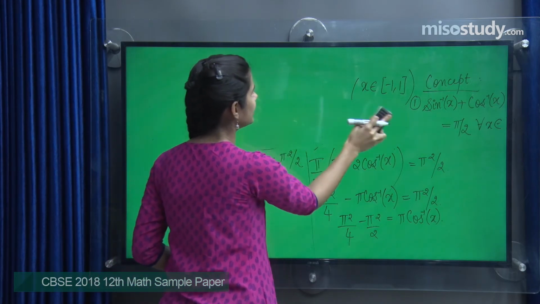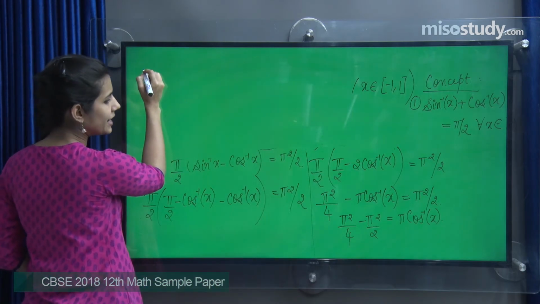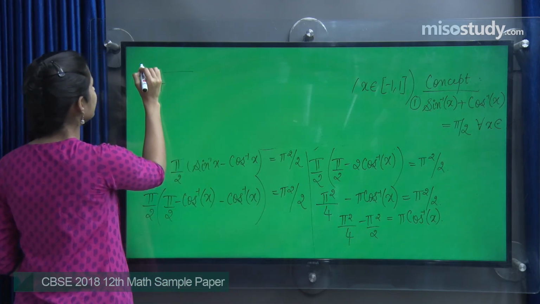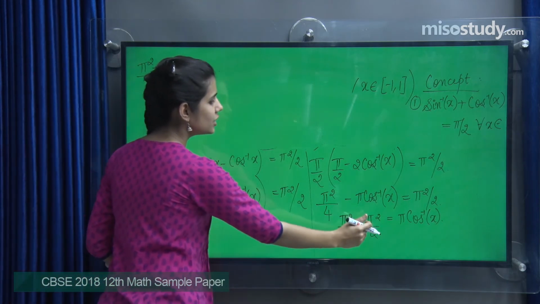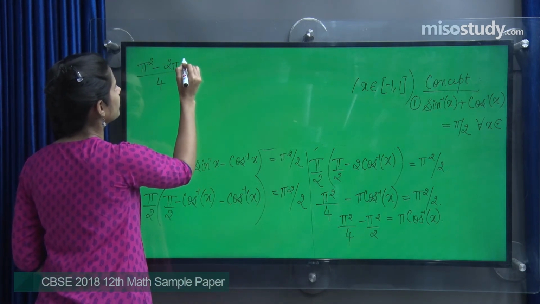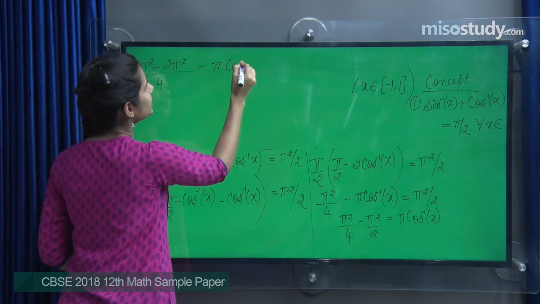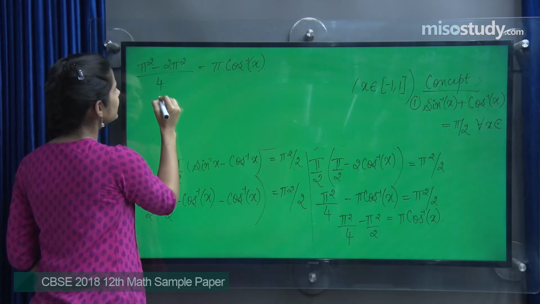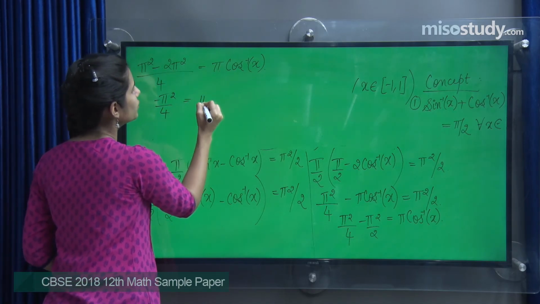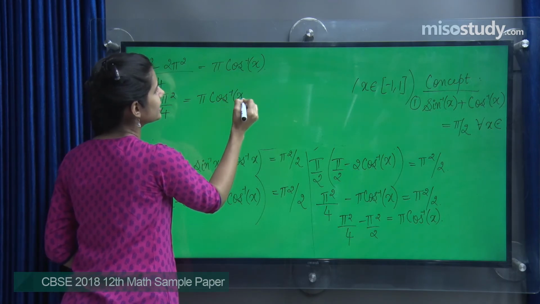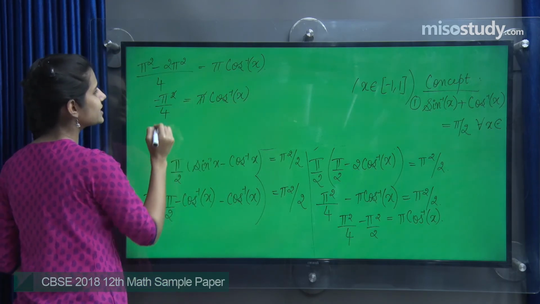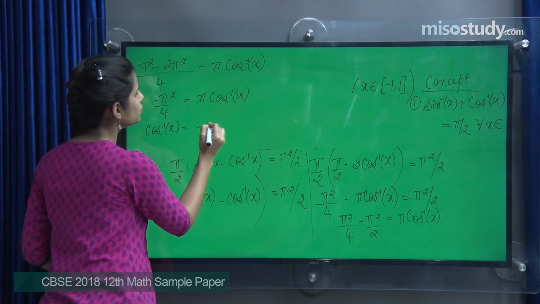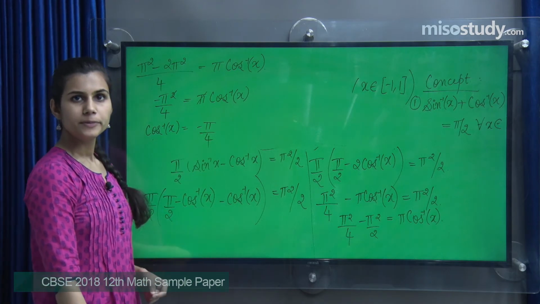Sort out the left hand side. Pi squared by 4 minus pi squared by 2. This gives you 4 as the LCM. You get pi square minus 2 times pi square. This is equal to pi times cos inverse x. Now what is this? This is minus pi squared by 4 equals pi cos inverse x, which basically, this pi gets cancelled with one pi and you get cos inverse x is equal to minus pi by 4.